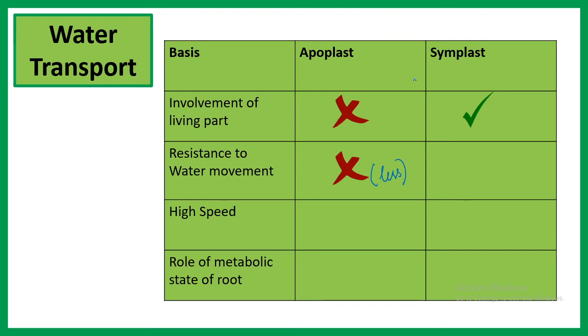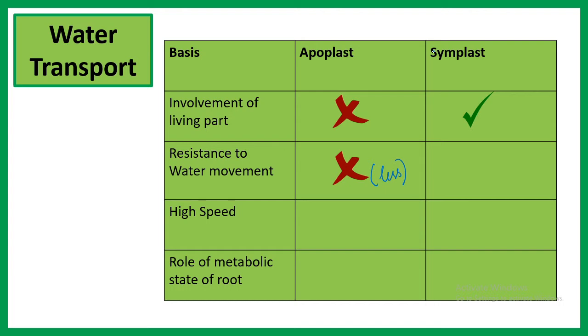Okay, so I'm repeating from the very beginning of the apoplast and symplast pathway. Basically, we don't consider the cell wall as living. We consider the living parts to be your plasma membrane and whatever is within the plasma membrane. Since apoplast occurs through the cell wall, it will not involve a living part, because the cell wall is not considered a living part. But symplast involves your plasma membrane as well as cytoplasm, so that will be considered the involvement of a living part.